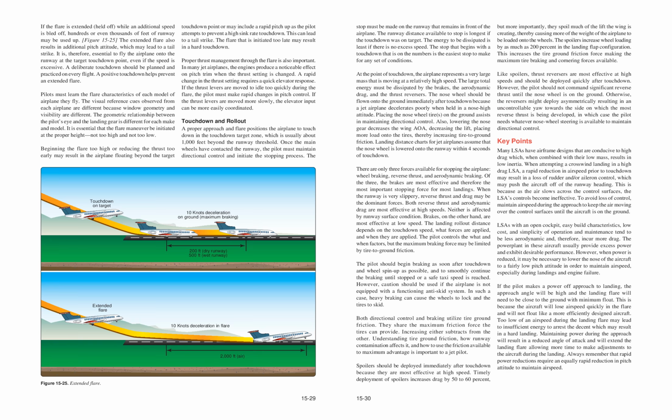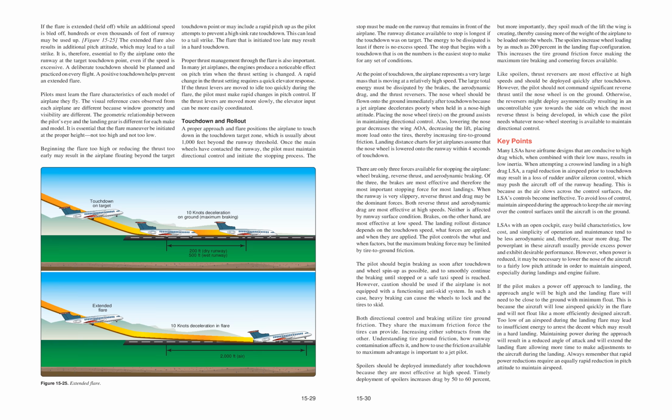Spoilers should be deployed immediately after touchdown because they are most effective at high speed. Timely deployment of spoilers increases drag by 50 to 60%. Like spoilers, thrust reversers are most effective at high speeds and should be deployed quickly after touchdown.